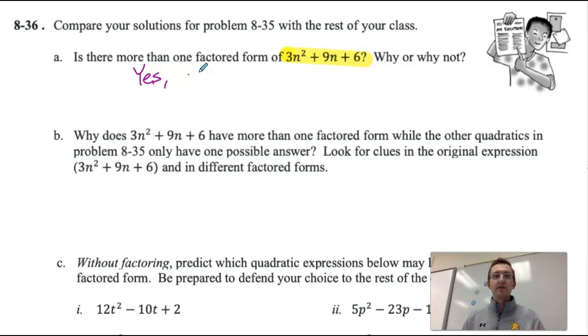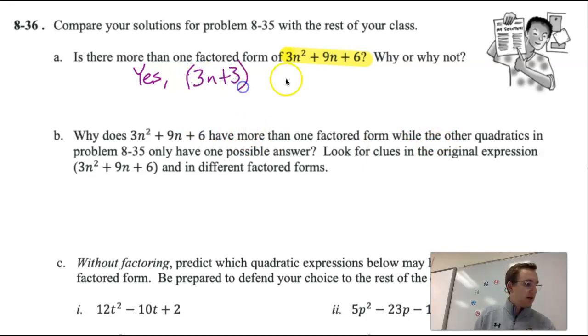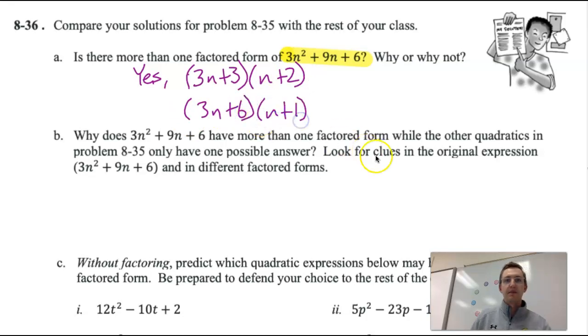We did have more than one way to factor that one, with those two solutions: 3n plus 3 times n plus 2, and then also 3n plus 6 times n plus 1. Those both got us exactly the same thing. So why is that the case? If we look at that highlighted equation again, why does it have more than one possible answer?